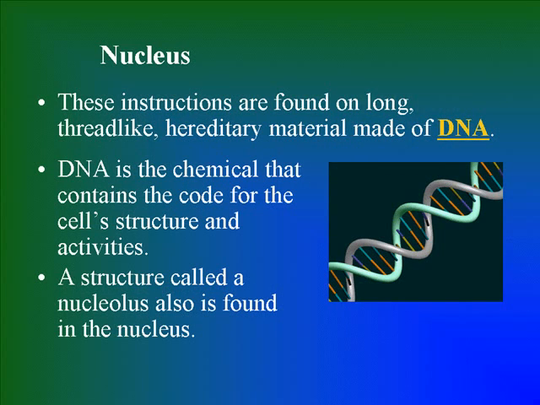Alright, and the reason why the nucleus is the control center is because it has this long thread-like hereditary material called DNA. And we've talked about DNA before. It's basically a huge long string of code that basically determines what that cell's structure is and what it's going to do. The structure called the nucleolus is also found in the nucleus. You can see a picture here of the DNA. It's a cool double-stranded helix, what they call a helix. And it's amazing what it does. And we're going to talk about that later as we get into DNA and genetics and all that good stuff.